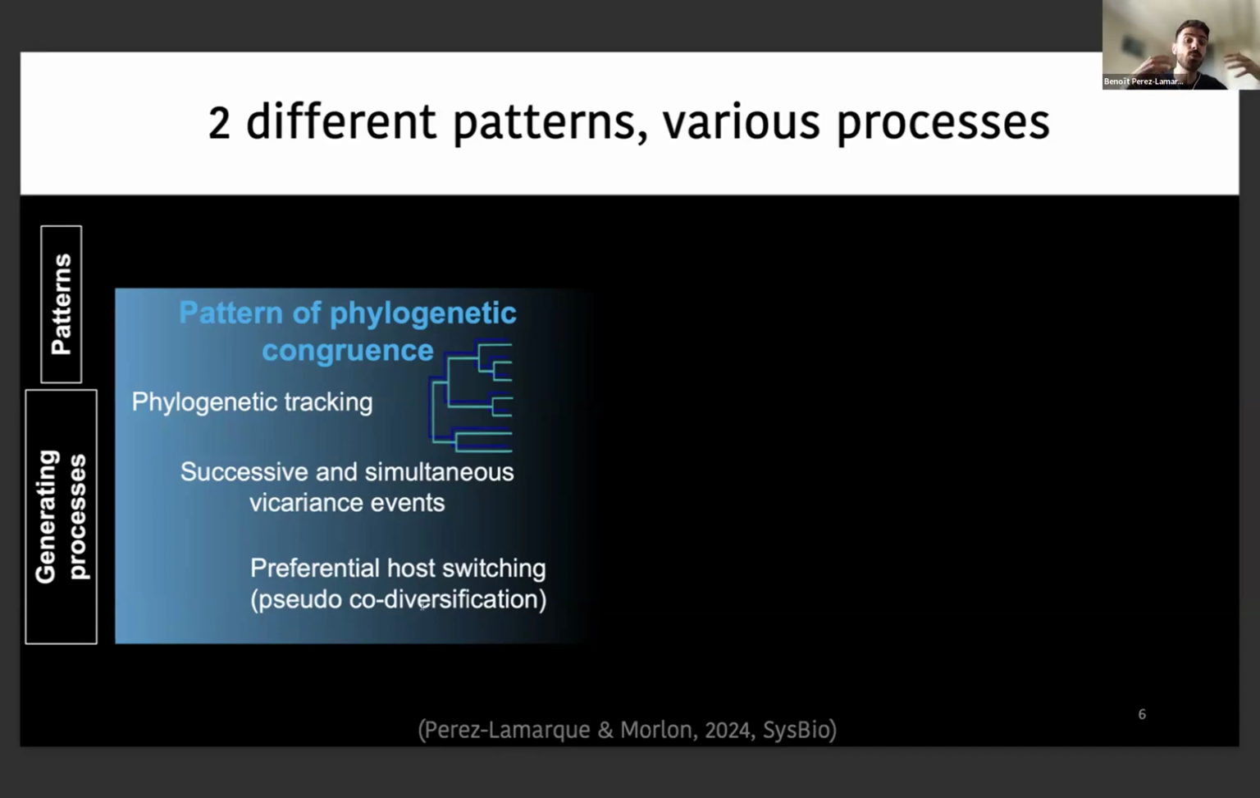And it can also be due to preferential host switches. So if we have the symbionts that diversify by switching toward closely related host species. So these are the different processes that can explain a pattern of phylogenetic congruence.